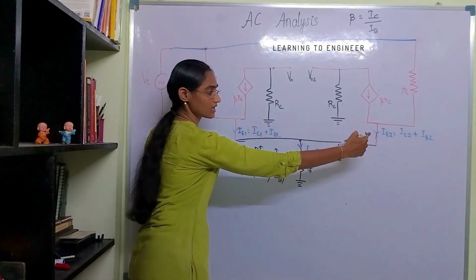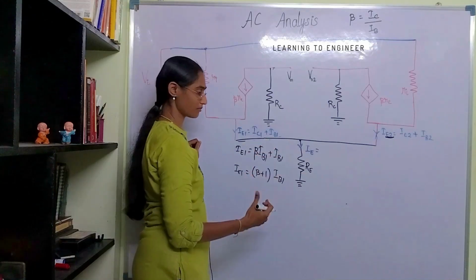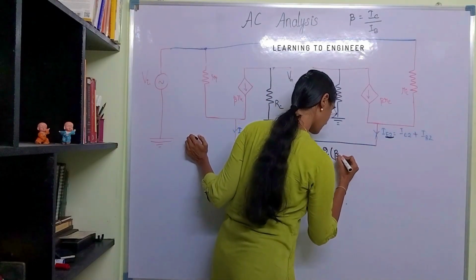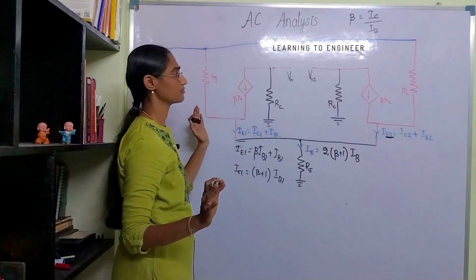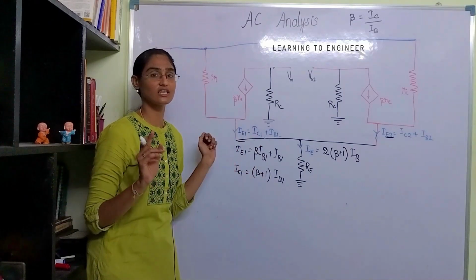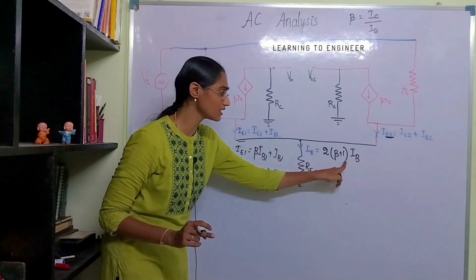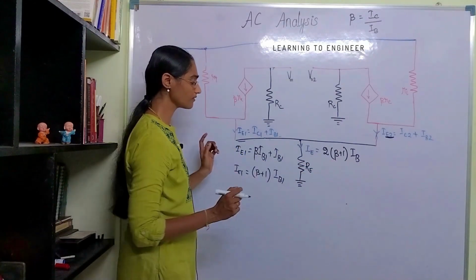So the same current will be here. So this will be this multiplied by 2. So this will be 2 into beta plus 1 into IB, okay. I am just writing it as IB because these are matched transistors and the same base current will be flowing through both these transistors, okay. So what is the emitter current? 2 times beta plus 1 into IB, okay.